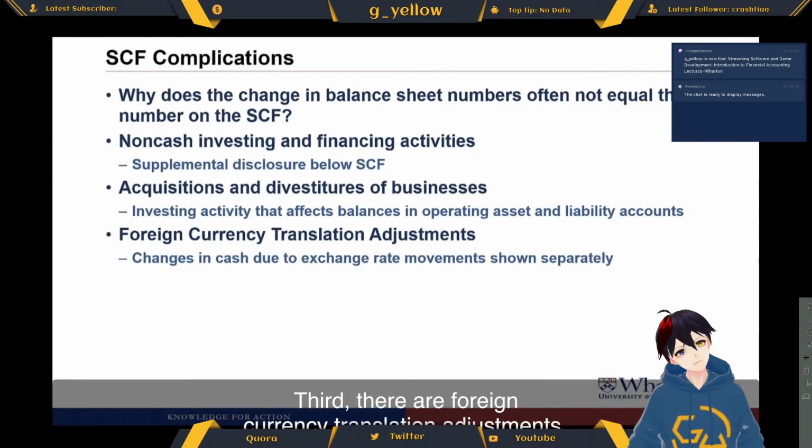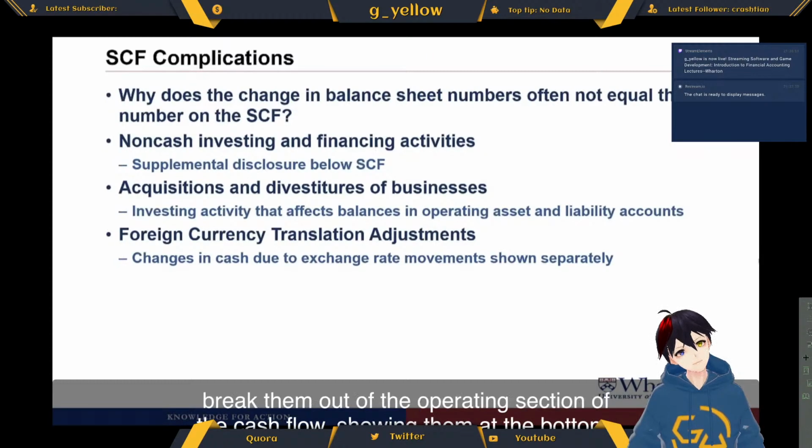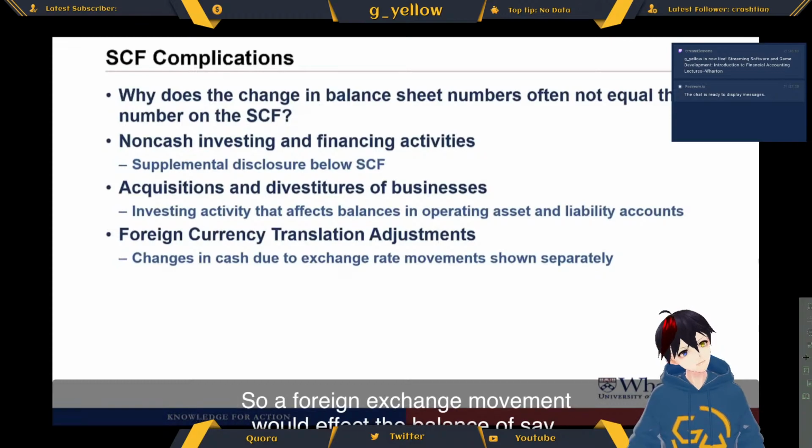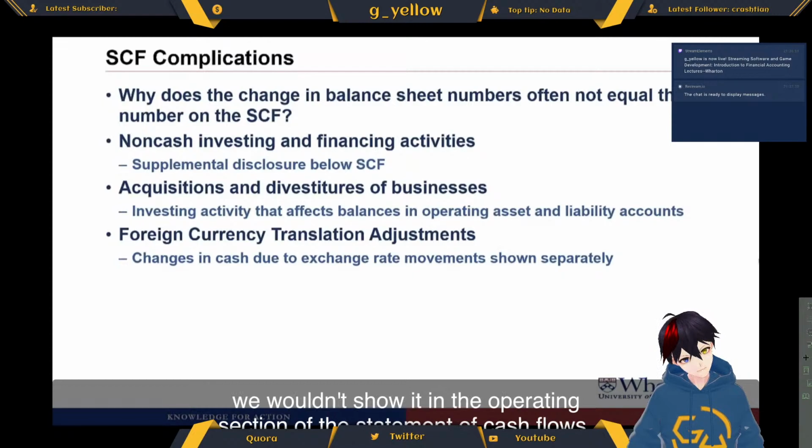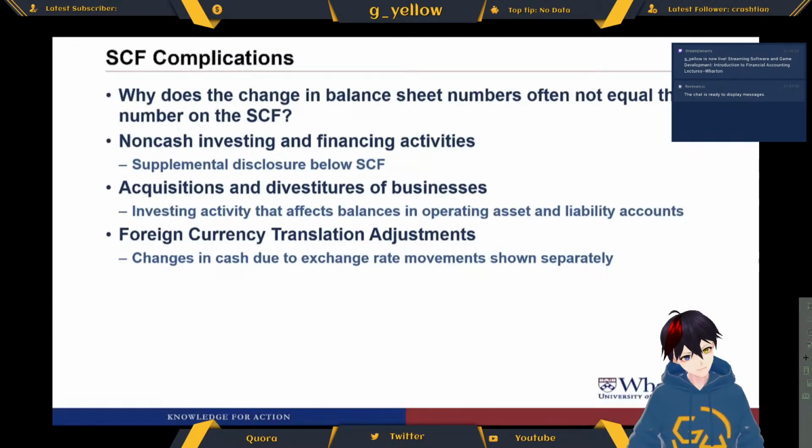Third, there are foreign currency translation adjustments. For multinational companies, which have subsidiaries in multiple countries in different currencies, what we do is we take any effect of exchange rate movements and break them out of the operating section of the cash flow, showing them at the bottom. So a foreign exchange rate movement would affect the balance of, say, accounts receivable or inventory in the balance sheet, but we wouldn't show it in the operating section of the statement of cash flows.